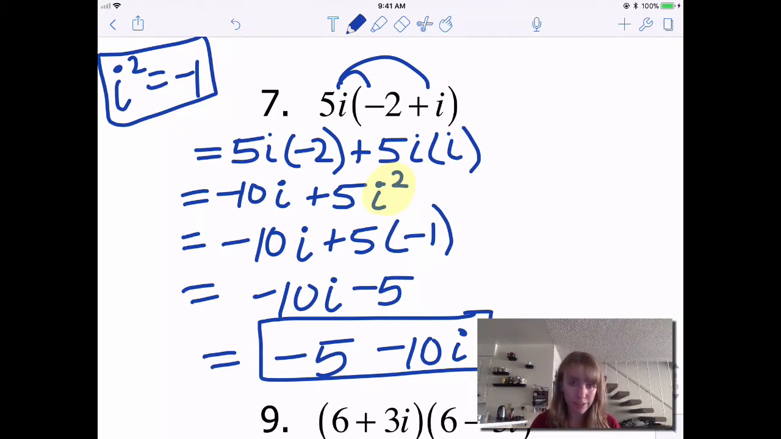You don't have to put all of these steps, specifically if you don't need to write this step or this step. As you get more used to these problems, you probably won't need those steps. But that's a good thing to start with here.